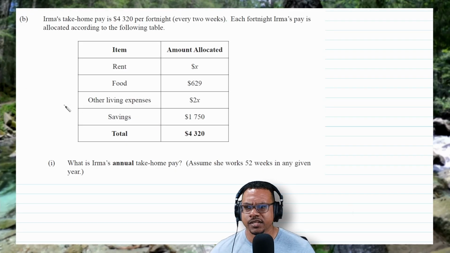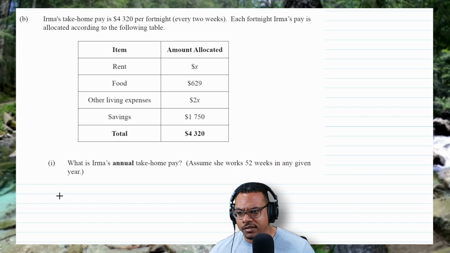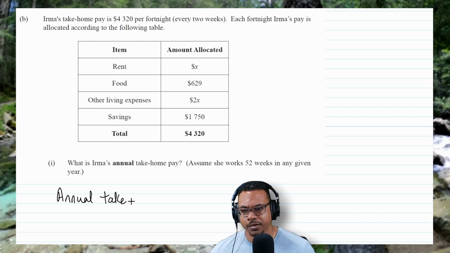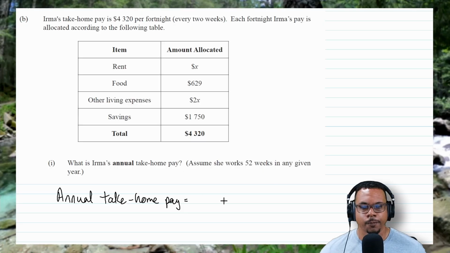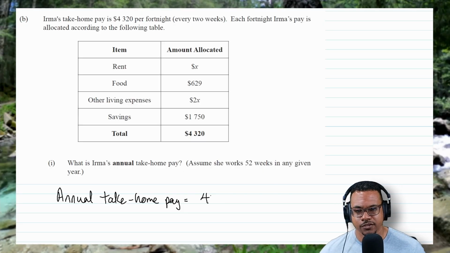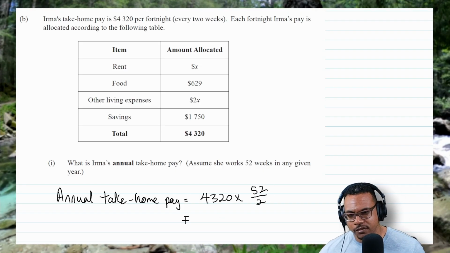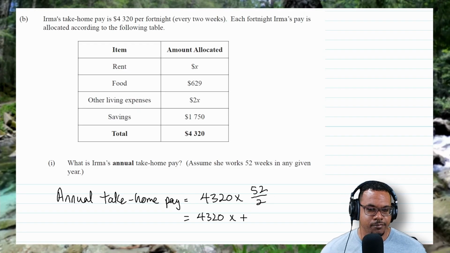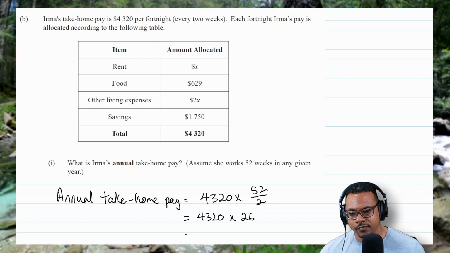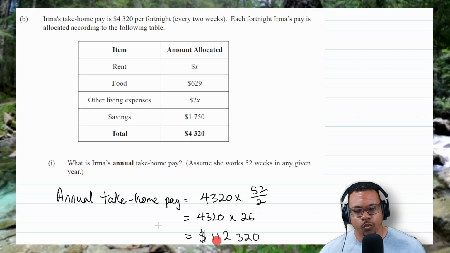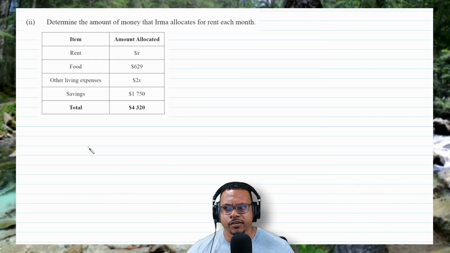So what I'll do is simply say the annual take-home pay is equal to 4,320 multiplied by 52 divided by 2. So that's 4,320 multiplied by 52 divided by 2, which is 26. So that'll be equal to $112,320.